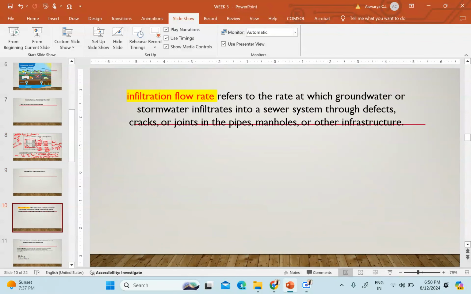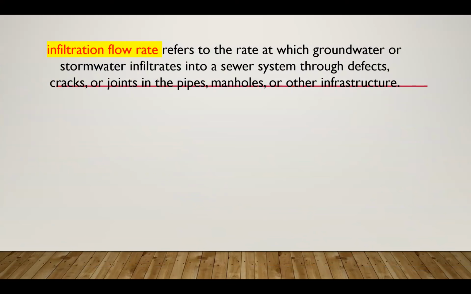So now what is infiltration flow rate? Infiltration flow rate is when groundwater or storm water infiltrates into the sewer system through defects, cracks or joints in the pipes. That will increase the amount of water flowing through the pipes. This infiltration will cause a loss of groundwater, which is good water. It will enter the sewage and get wasted. Also this will affect the stability of the system.